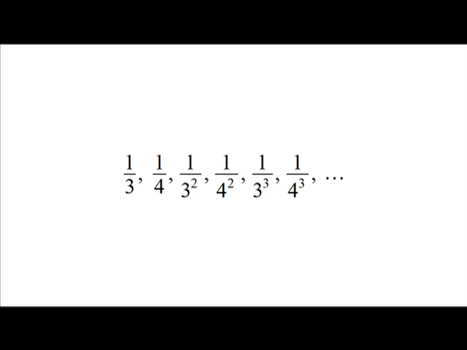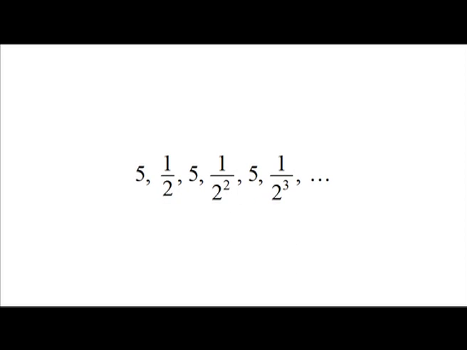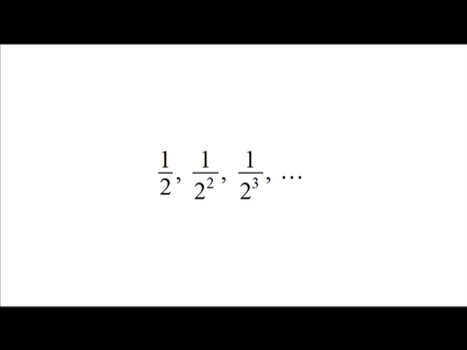converges to 0 since the even numbered terms 1 upon 4, 1 upon 4 square, 1 upon 4 cube, etc. and the odd numbered terms 1 upon 3, 1 upon 3 square, 1 upon 3 cube, etc. both converge to 0. But the sequence 5, 1 upon 2, 5, 1 upon 2 square, 5, 1 upon 2 cube, etc. diverges since the even numbered terms 1 upon 2, 1 upon 2 square, 1 upon 2 cube, etc. converge to 0 and the odd numbered terms 5, 5, 5, etc. converge to 5.